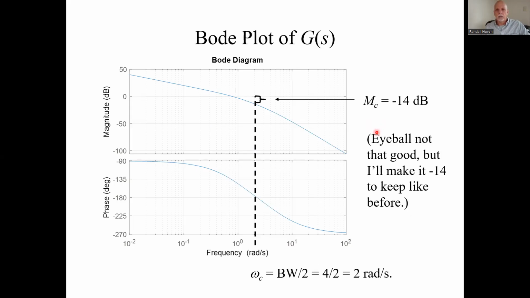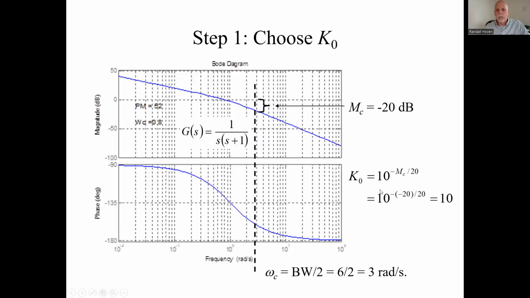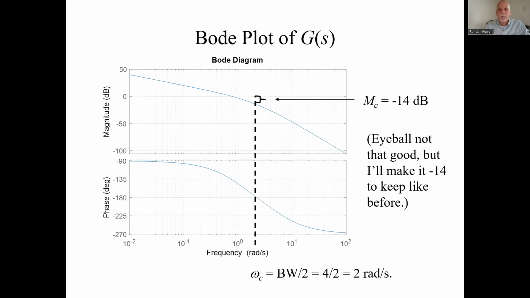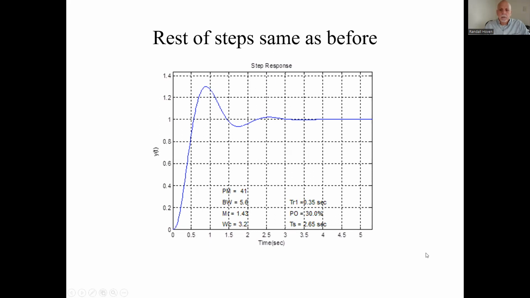What's our K naught? I don't calculate the K naught here. Oh, bad me. I do this little calculation, but with 14 instead of 20. I didn't even calculate K naught. And I said the resonant peak was 1.5. So that's the right side, red curve, 1.5, come over to there. We need a 40-degree phase margin to meet the resonant peak. The rest of the steps are the same as before.